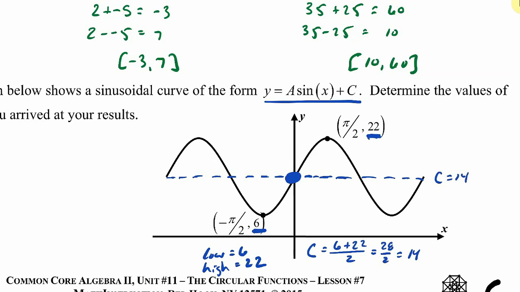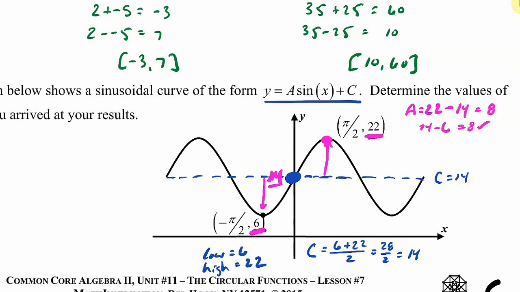Now A is how high and low off the midline we go. If we now know that we're up at 14 here, what do we need to add or subtract to get to 22 or down to 6? And it's got to be the same thing or we messed up our midline. But let's see, if I do 22 minus 14, that equals 8. And if I do 14 minus 6, if I do these y values instead, that also equals 8. So that checks out. So amplitude is 8.